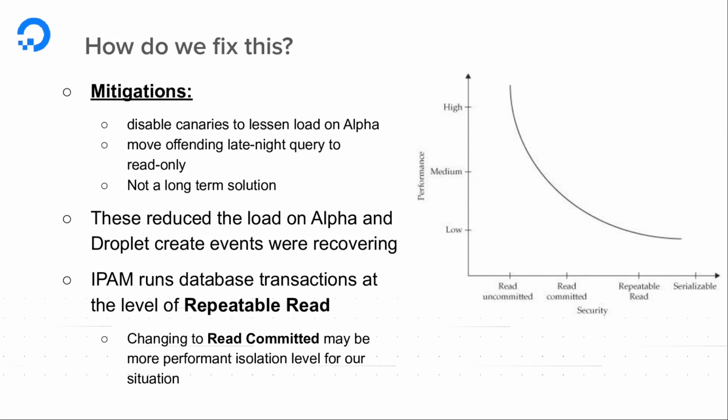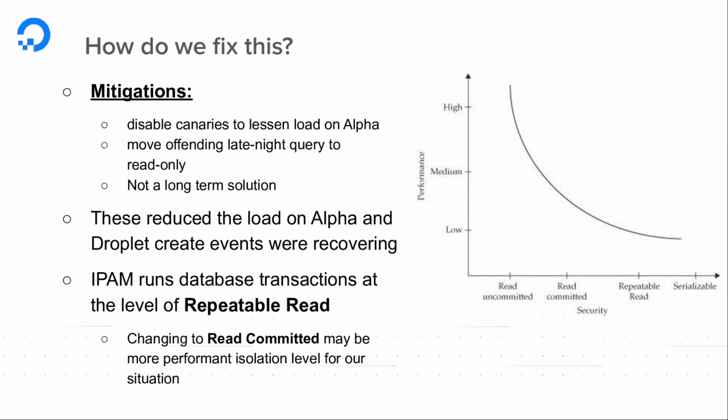But at the end of the day, we wanted to get to the root cause and try and figure out a way to prevent this kind of situation from happening again. And one of the main ideas we landed on was to look at our database transactions with IPAM to Alpha and see how we can improve that. And one of the suggestions was to switch the isolation level of our transactions from repeatable read to read committed, which could be more performant for our use case.